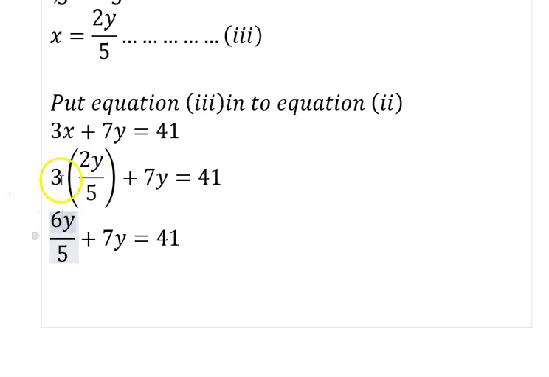Awesome. So 3 times 2y will give us 6y over 5 plus 7y equals 41. So with this, we have been able to iron out this, but it's now a fraction. Like I've said over and over again, whenever you are dealing with a fraction, you have to go through the route of LCM. So 6y over 5, this one is 7y over 1, that's the means.